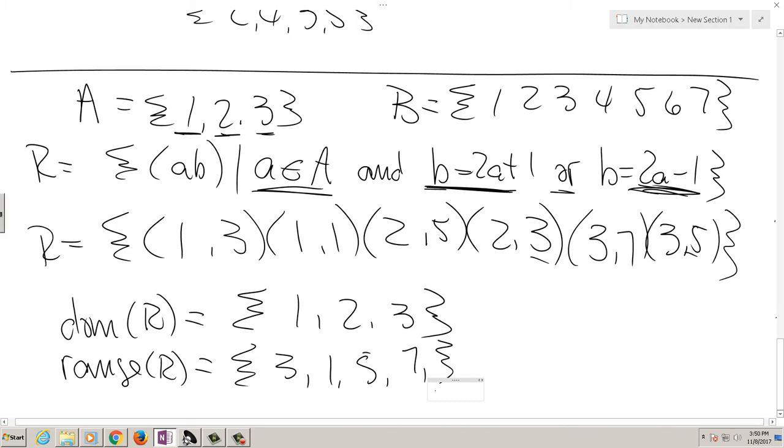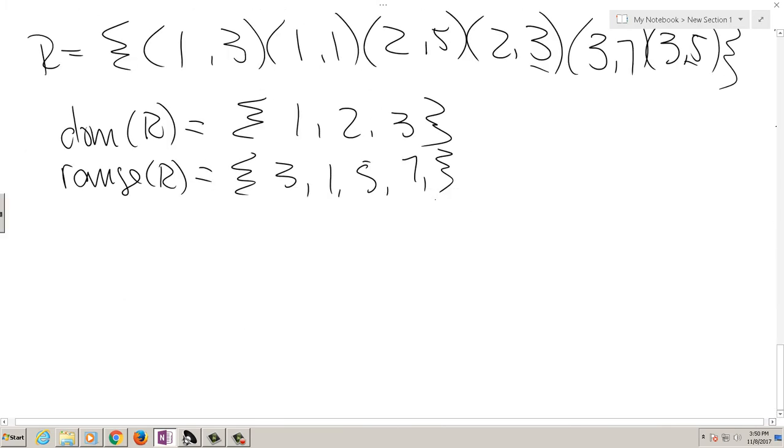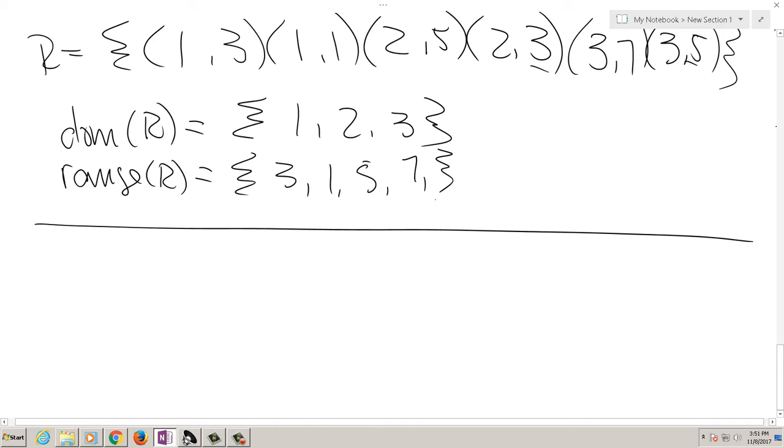So the elements in your confidence for 4.2 would be a relation, and the domain and the range of the relation. Those are in your confidence for 4.2. The next thing we want to do is explore different ways that we can represent a relation. Ultimately, we're going to concern ourselves with 3 different representations. The first one that we have been talking about is the set of ordered pairs.